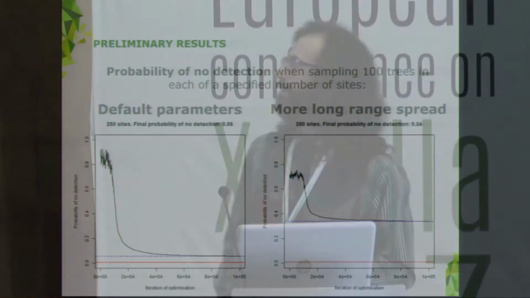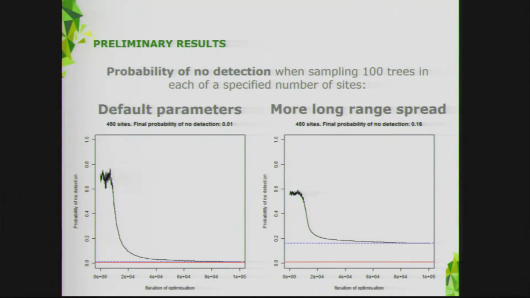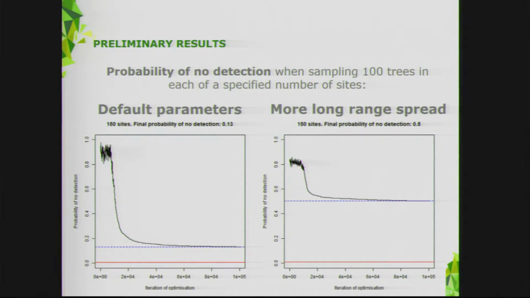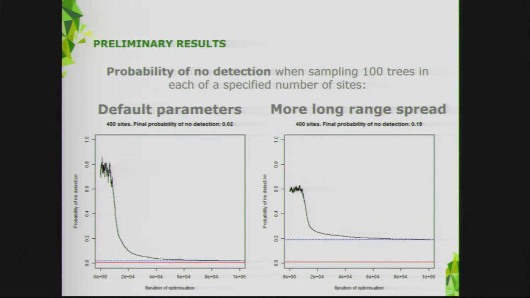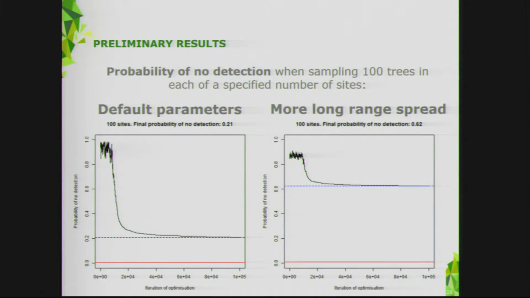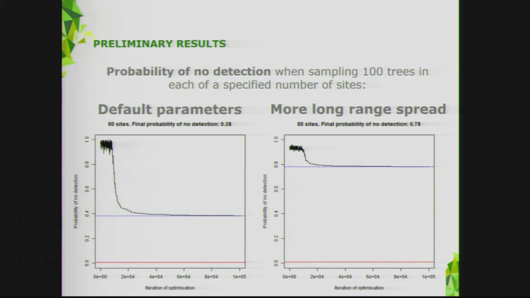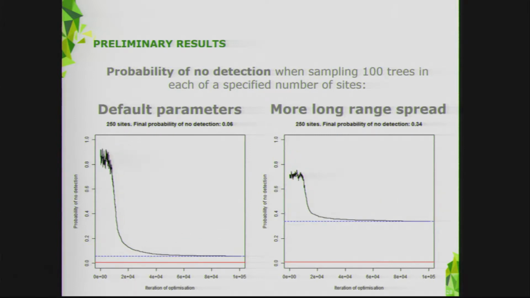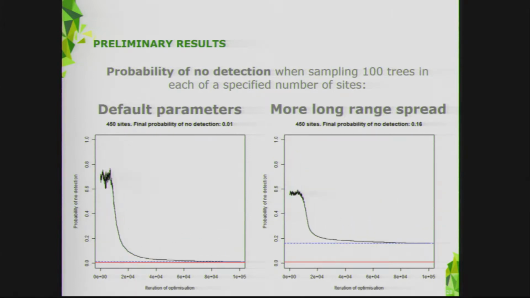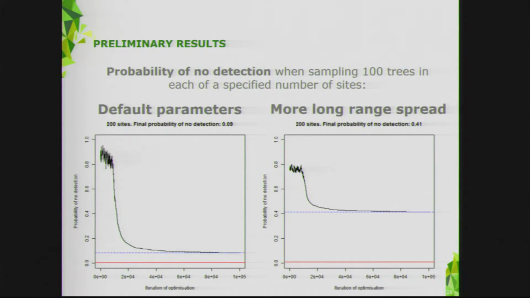So we can see here are our traces from our optimization. On the left, we've got under the default parameters with that restricted spread, and on the right here where we've got the more long-range spread, and it's repeating for each different number of locations. As you'd expect, as you're sampling more locations, our overall probability of no detection decreases further and further.